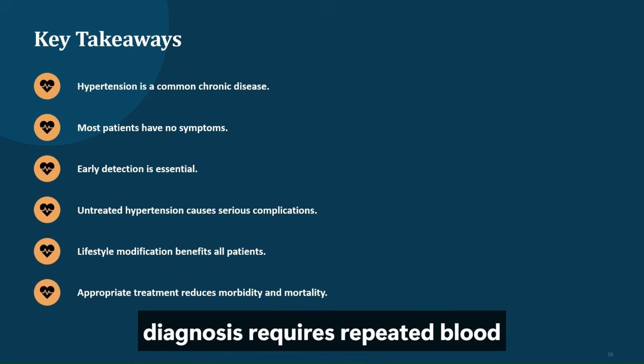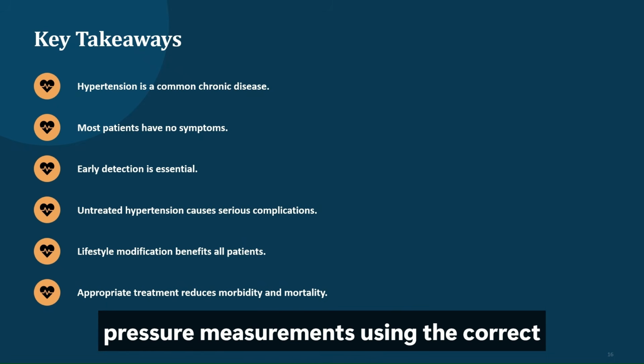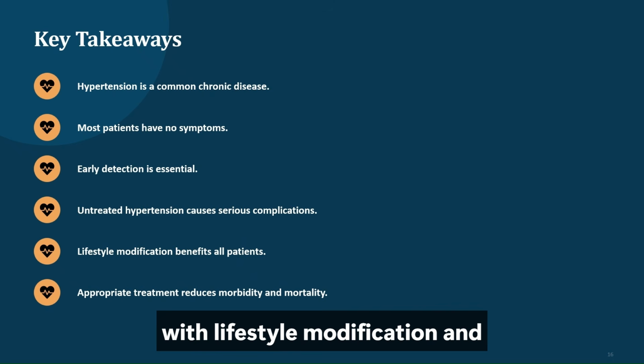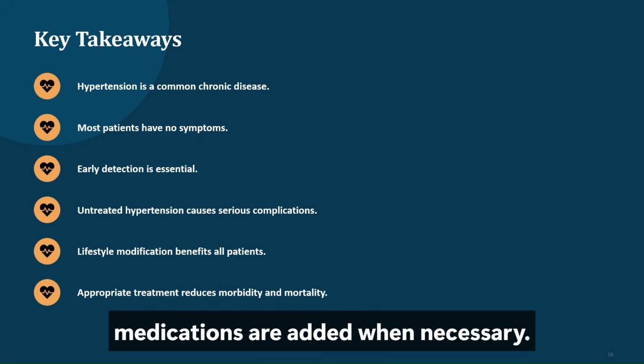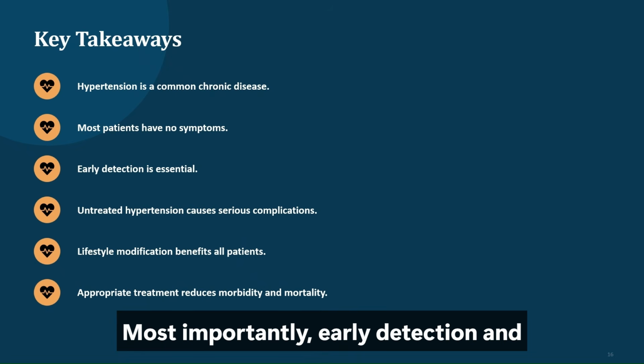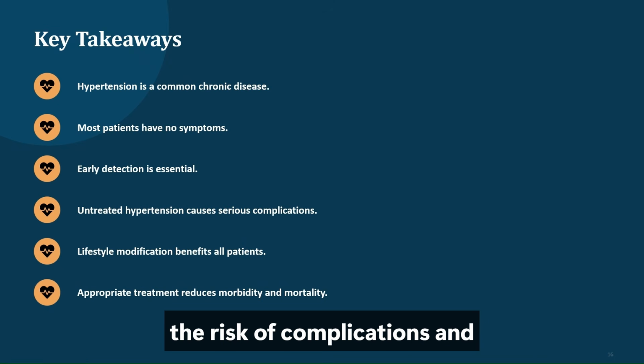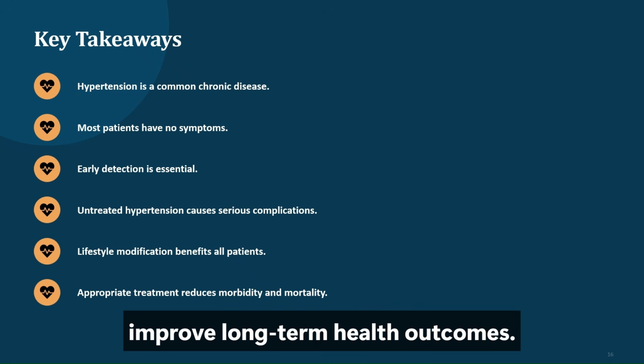Accurate diagnosis requires repeated blood pressure measurements using the correct technique. Management begins with lifestyle modification, and medications are added when necessary. Most importantly, early detection and proper treatment can significantly reduce the risk of complications and improve long-term health outcomes.